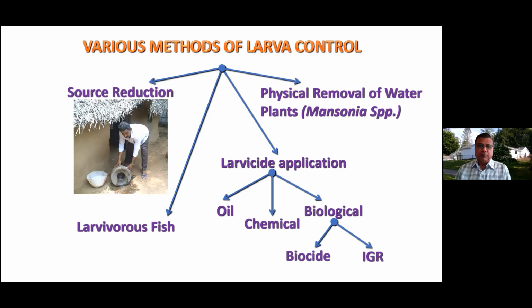But the best one among this is source reduction, which doesn't use any chemicals or anything. Even biocide or IGR is not used. But source reduction cannot be applied to all target insects. Only for dengue and chikungunya, you can use source reduction, that is against Aedes, but against filariasis or against Culex quinquefasciatus, source reduction cannot be done.